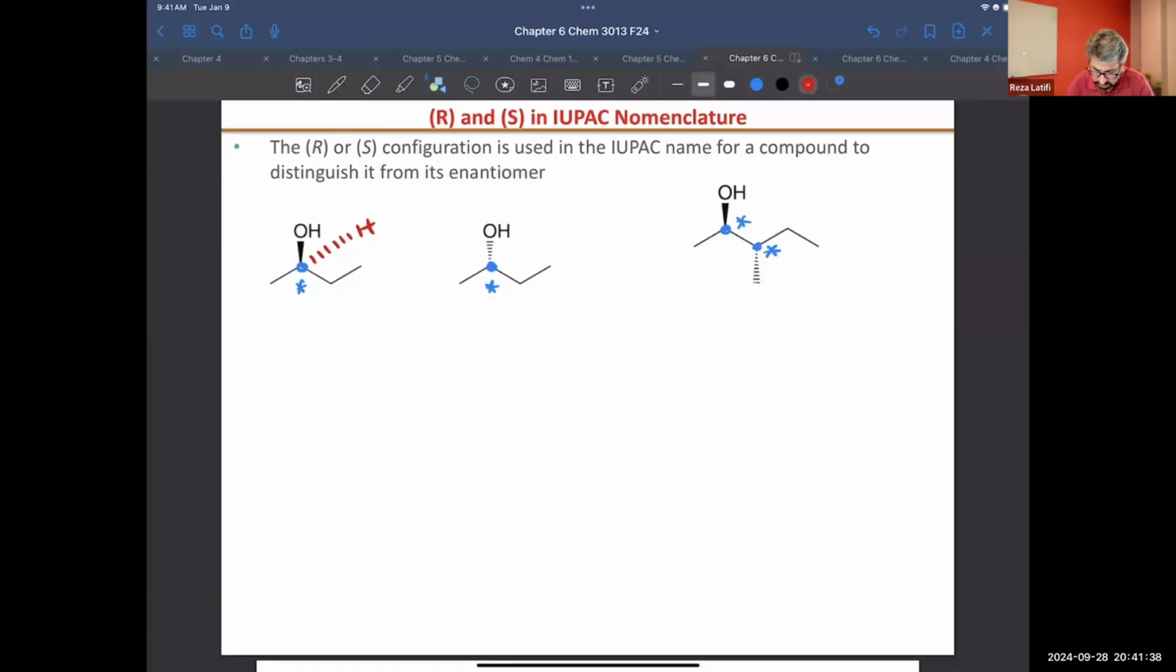That means the last substituent will be pointing to us, and that's going to be hydrogen, and I'm going to fill in that wedge. Okay. And again, here we have hydrogen that is back of the molecule. And for the second one, we have hydrogen that is pointing to us.